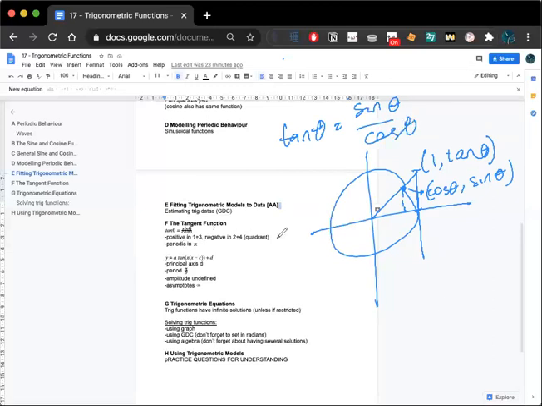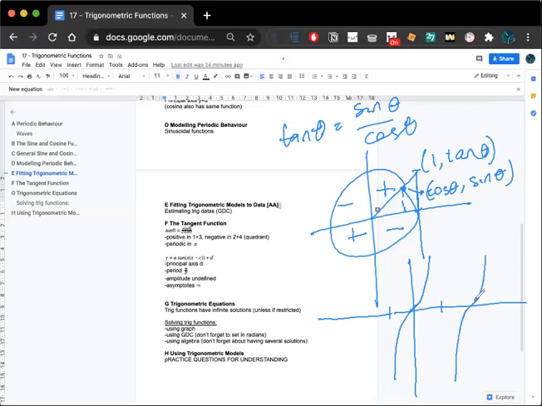We also know that in the properties of tangent, it is positive in the first quadrant and the third quadrant, and negative in the second and fourth. Something else to know is that the period of the tan function is in terms of pi, because this is basically how the shape of the graph looks.